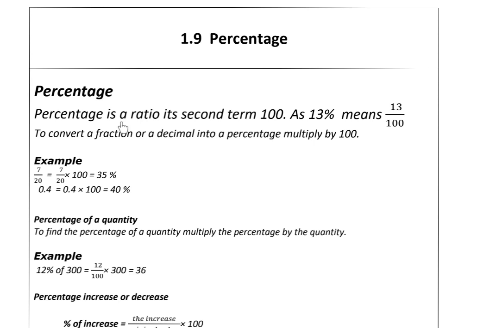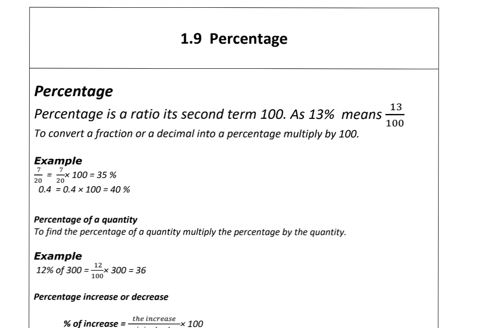Percentage is a ratio with second term 100. For example, 13% is the ratio between 13 and 100. 35% is the ratio between 35 and 100, and so on.